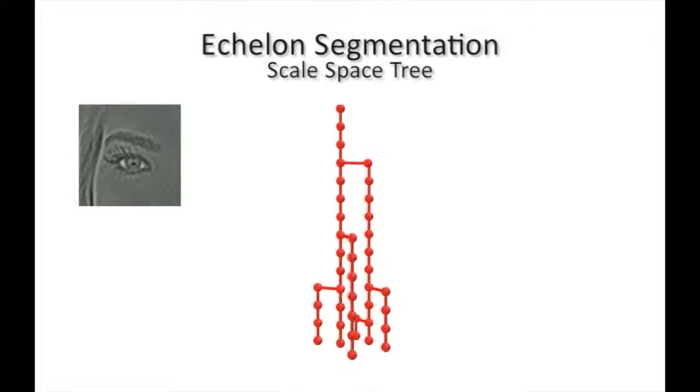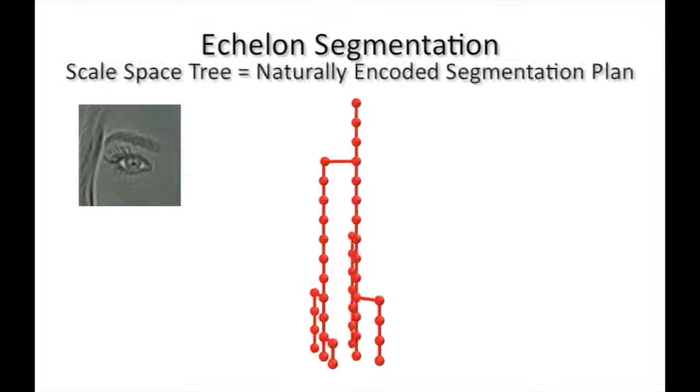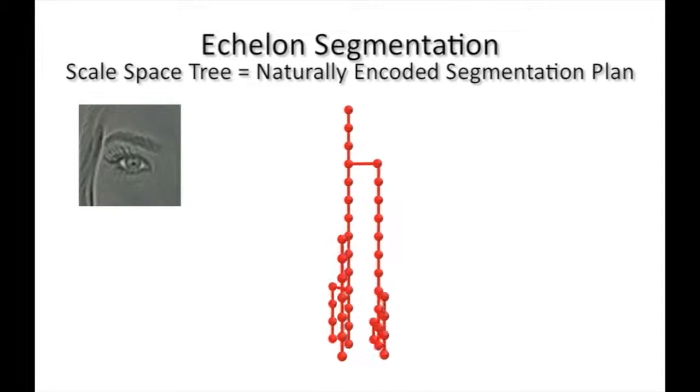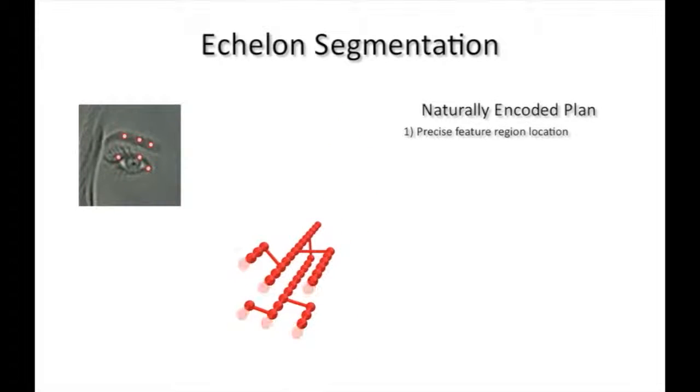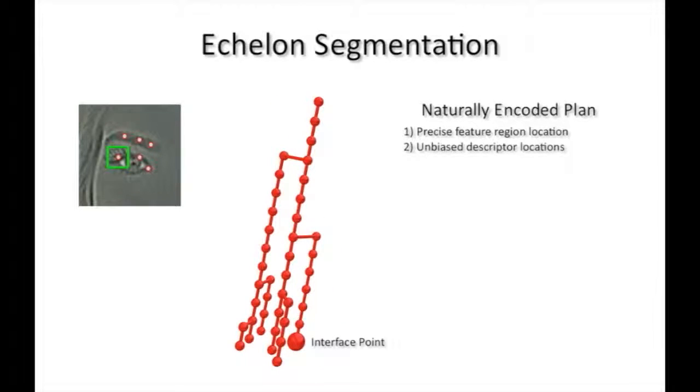Echelon segmentation is based on an error-free blueprint that is naturally encoded in a scale space tree. This naturally encoded blueprint has 6 key components. Interface points, shown here as enlarged dots, represent the first component in the blueprint. Interface points provide precise locations for each feature region in an image.